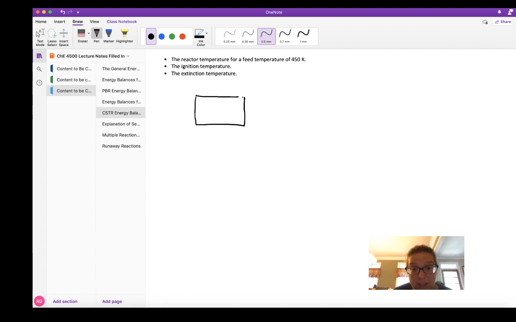So we have a CSTR, it's non-isothermal. Coming in, we have species A and an inert, and we know what those flow rates are. The reaction is A goes to B. And coming out, we have A, B, and inert. The flow rate of the inert doesn't change because it's not reacting.